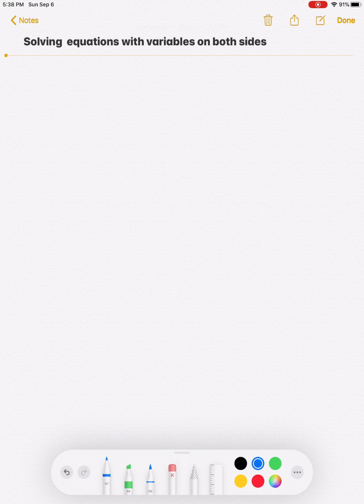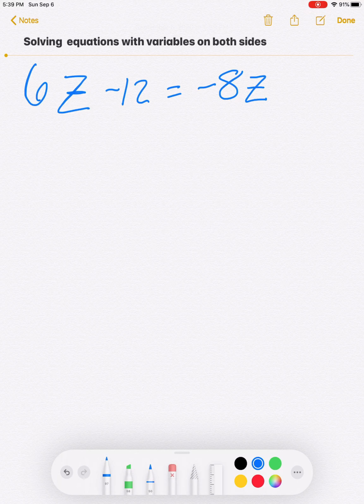All right, so we have 6z minus 12 is equal to negative 8z plus 16. So I know my first step is I need to get my z's together. So we're going to draw our line down. I'm going to move this negative 8z to the other side. So that's going to be my first step.